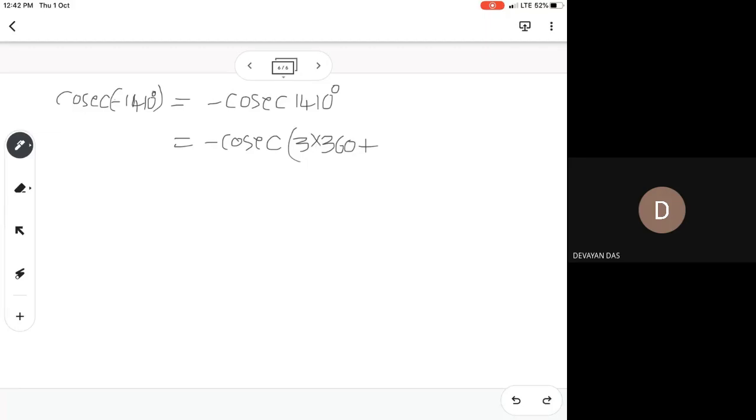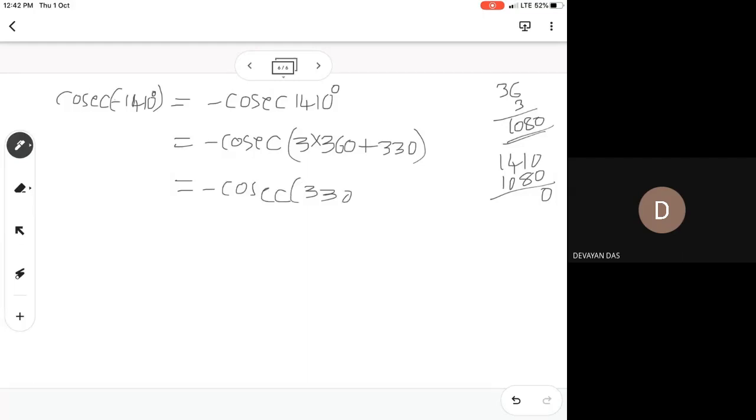So if you take 3 into 360, the value becomes 1080. 3 threes are 9, 3 sixes are 18, 3 threes are 9 and 1 is 10, so 1080. Subtract 1080 from these two. So what are you going to get? 330 degrees. So this you are going to get again as minus cosec 330 degrees.